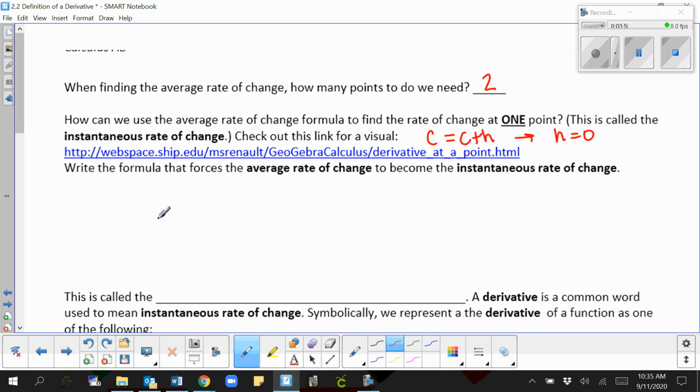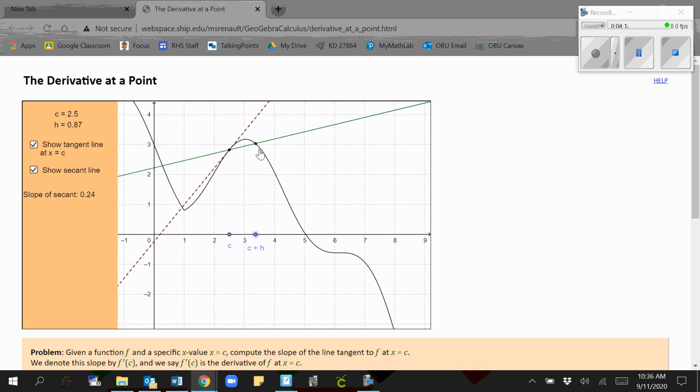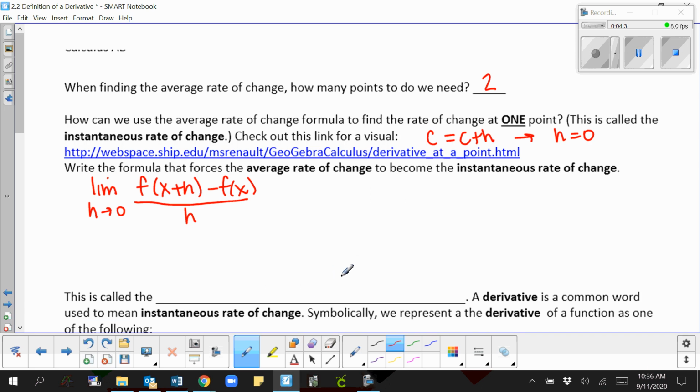So what I'm going to do is take the limit as h goes to 0 of my f of x plus h minus f of x all over h. So that's the average rate of change formula. And we're getting h to go to 0. So once again, if we look at our little visual right here, we're trying to make this get closer and closer to this point. So it's kind of taking the limit, moving it closer to here. So this is our formula that forces the average rate of change to become an instantaneous rate of change. And this right here is called the definition of a derivative.